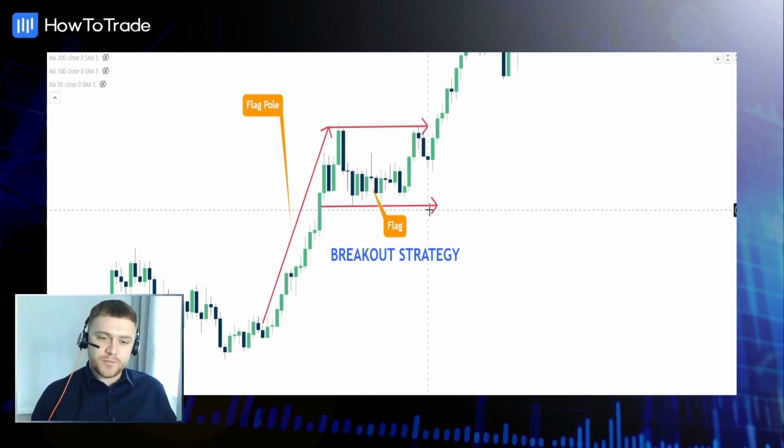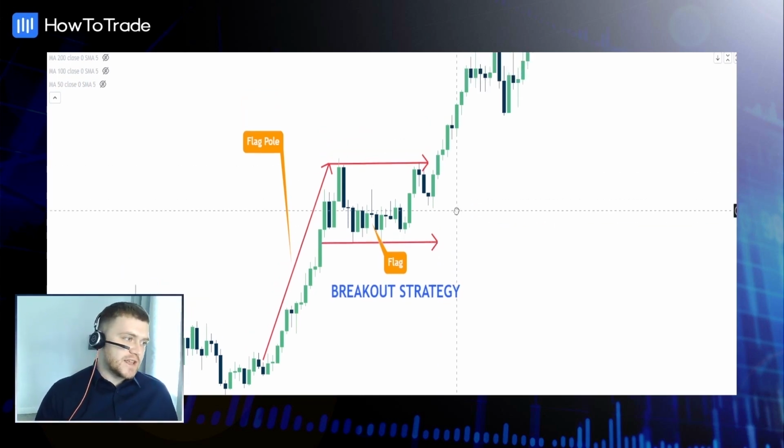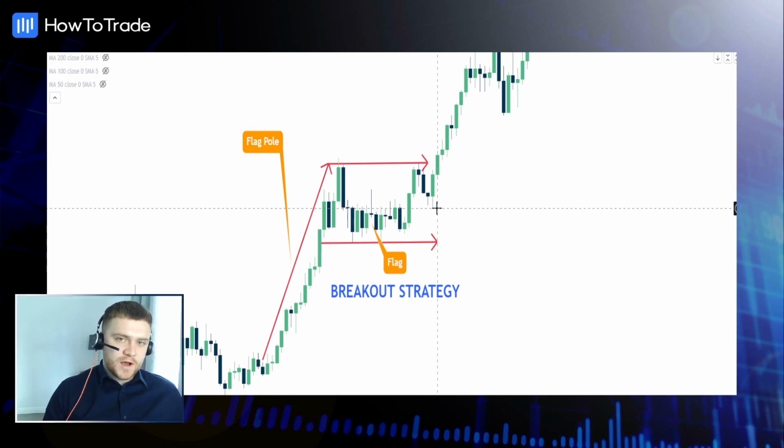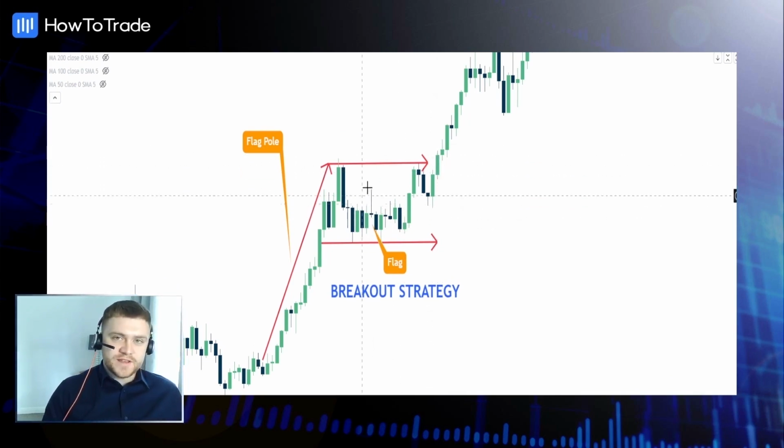Now, if we want to trade the breakout strategy, then we first need to look at where the key breakout candle is here. Now you can see as we've gone to move higher in this market, this candle here is when we've broken above this flag level.